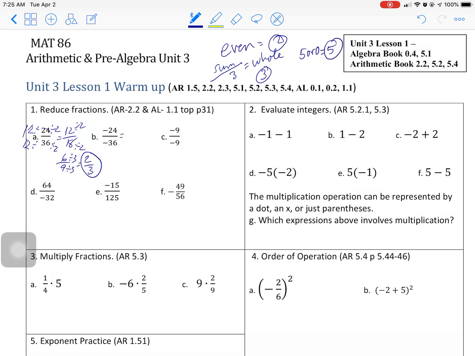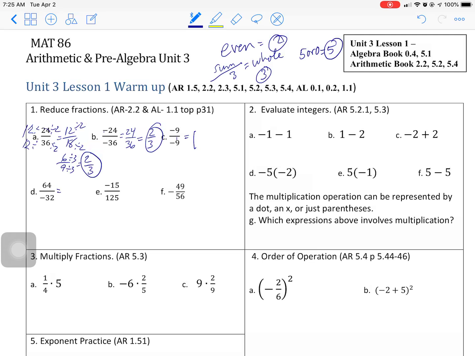Negative over negative is a positive, and that we just found out was 2 over 3, right? A double negative is a positive fraction. Negative divided by negative is a positive fraction. It's important, so remember that. The same thing over the same thing, sign and all, is a positive one.